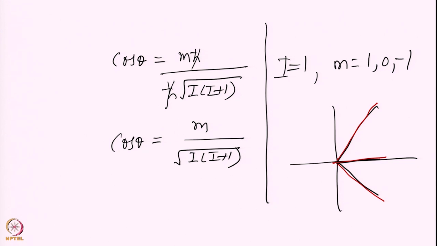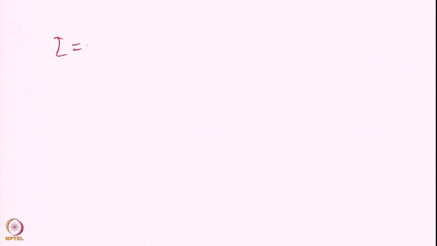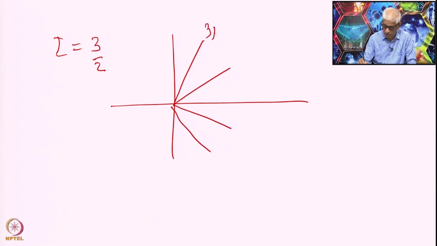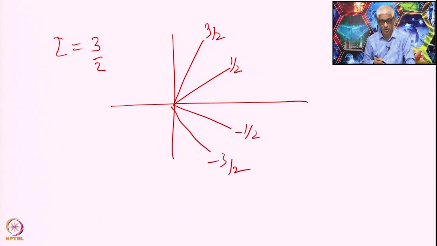If I have I equal to 3 by 2, then there will be 4 possible orientations, here, here, here and here. So m is 3 by 2, half, minus half, minus 3 by 2. These are the m values and correspondingly the z component will be m h cross. So this is the first important property of the nuclei, which is very fundamental to NMR. Okay. What is the next property?